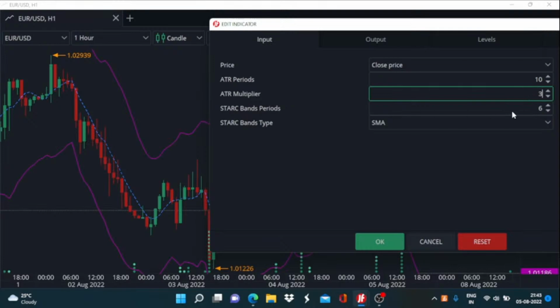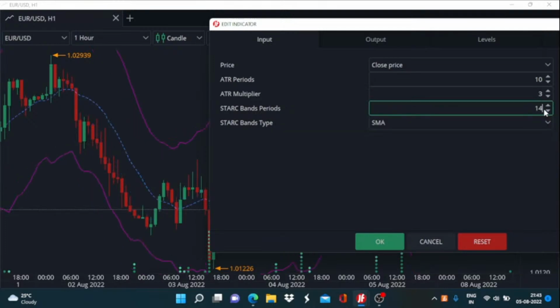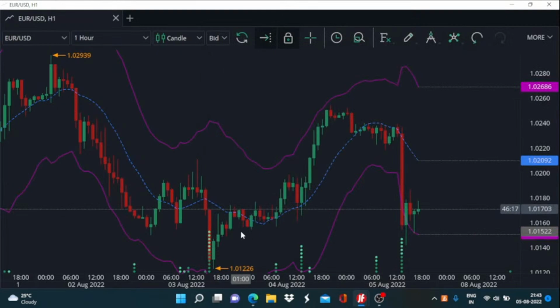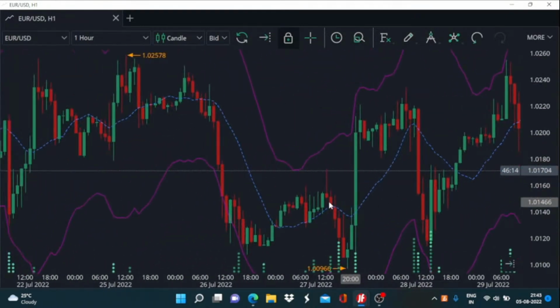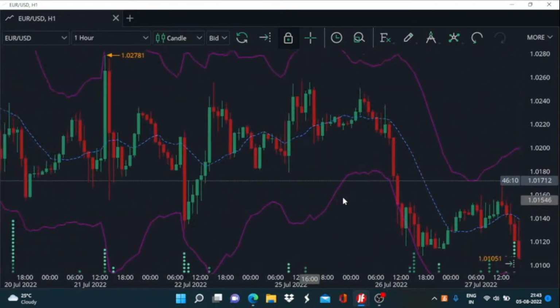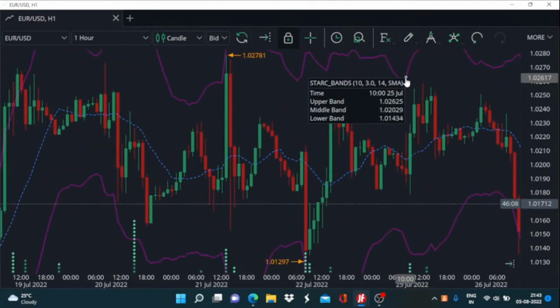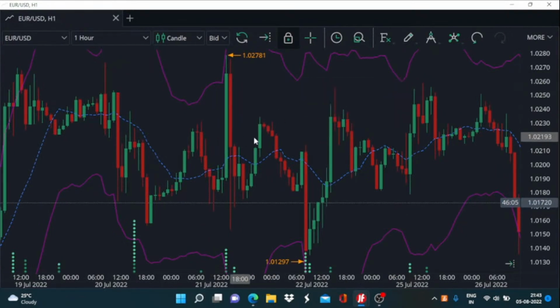Then the calculation period for the start band is also available for editing. If we want to make it smoother, the average can be increased. So now I'm taking 14 as the calculation period for the start bands. So we have a lot more smoothing compared to the earlier price formation, and I have also increased the ATR multiplier to 3 from 2.